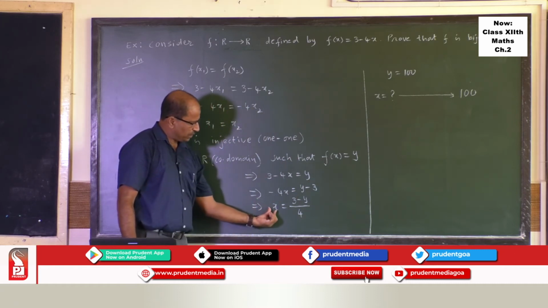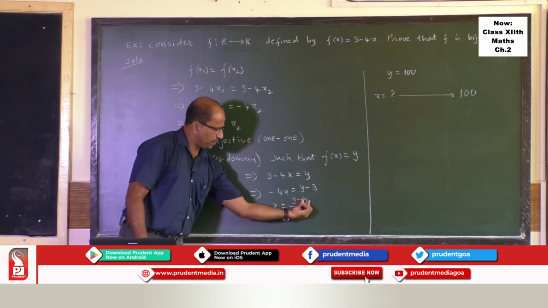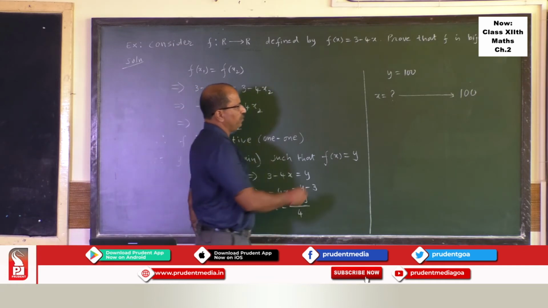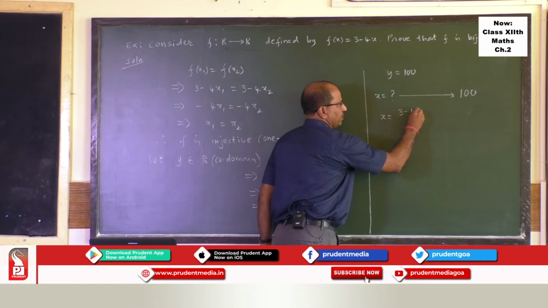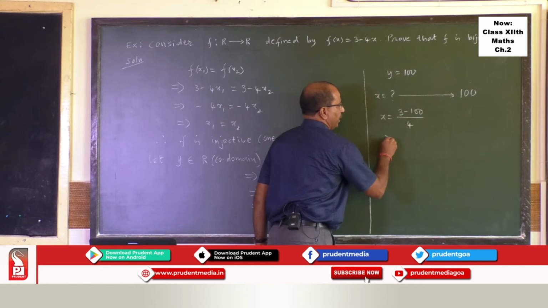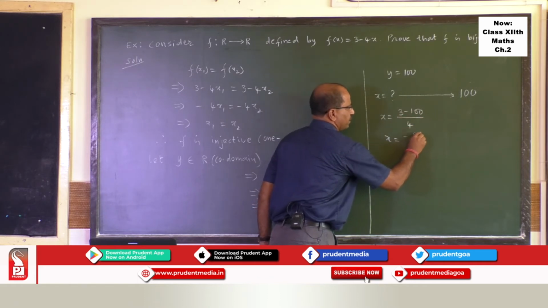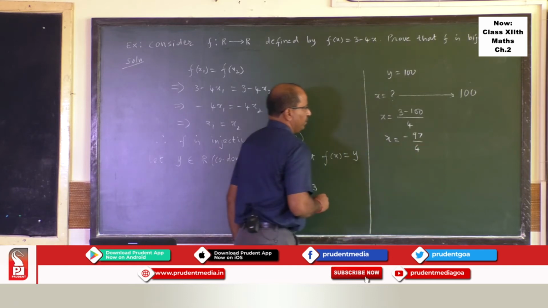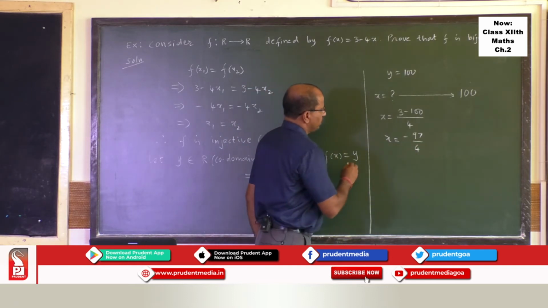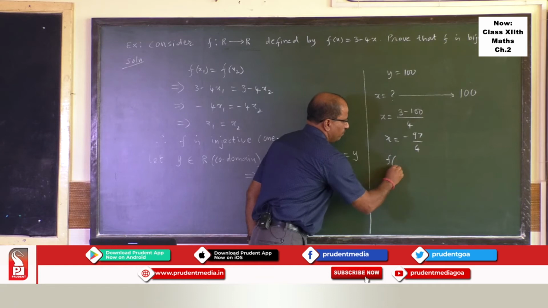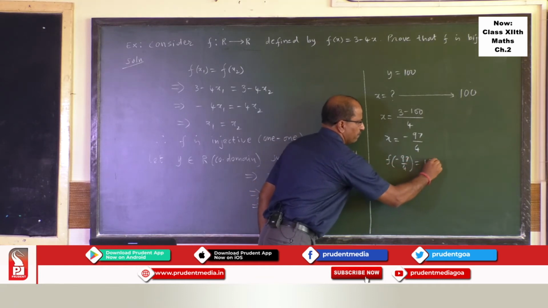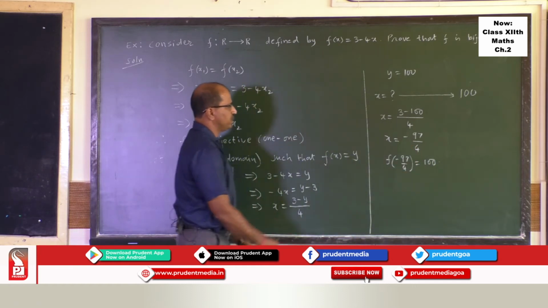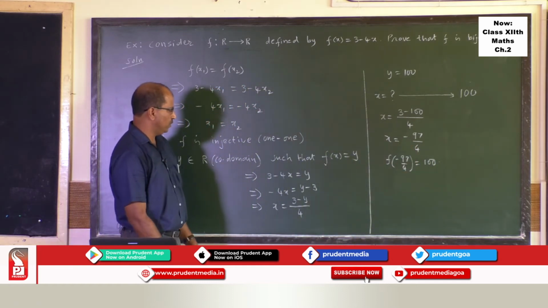So, supposing we take y equal to 100 here, and therefore, according to that answer, we get (3 minus 100) divided by 4. So, x is minus 97 by 4. So, here we are getting the answer saying that f of minus 97 by 4 is 100. Let us verify whether we really get f of minus 97 by 4 equal to 100 or not.